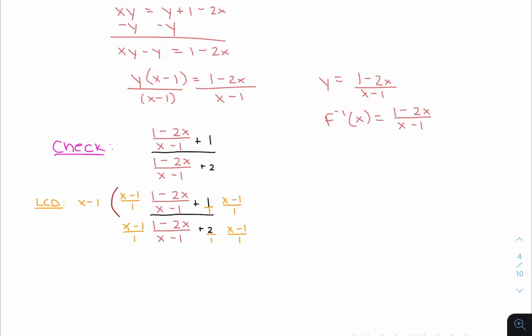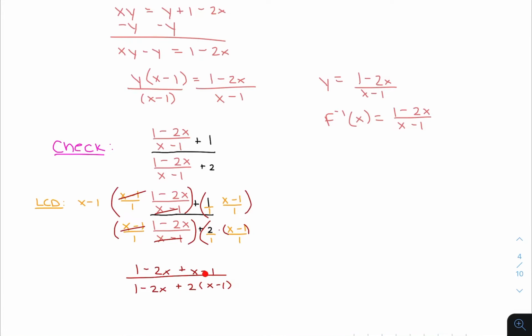If we look at this term, we can see that the x minus 1's cancel out, so we're left with 1 minus 2x. And in the second term, we don't actually have anything canceling out. So 1 times x minus 1 is plus x minus 1 all over. And here in this bottom denominator, we have x minus 1 canceling x minus 1 out. So we have 1 minus 2x. And in the second portion, we have 2 times x minus 1. So we have plus 2 times x minus 1.